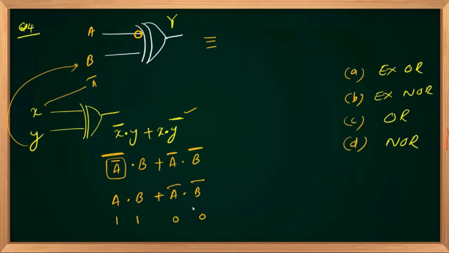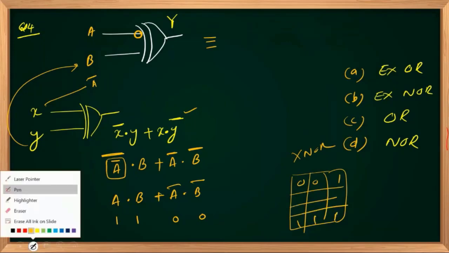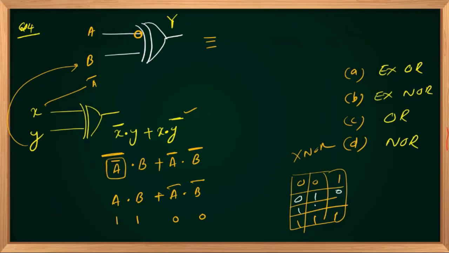Same inputs, output equal to 1. Which logic is it? XNOR gate, correct? 0, 0, 1, 1, 1, 1, right? That is a property of the XNOR gate. XNOR: 0, 0, 1, 1, 1, 1, and for both 0, 1 and 1, 0, the output will be 0. So that is nothing but option B, XNOR gate, right?